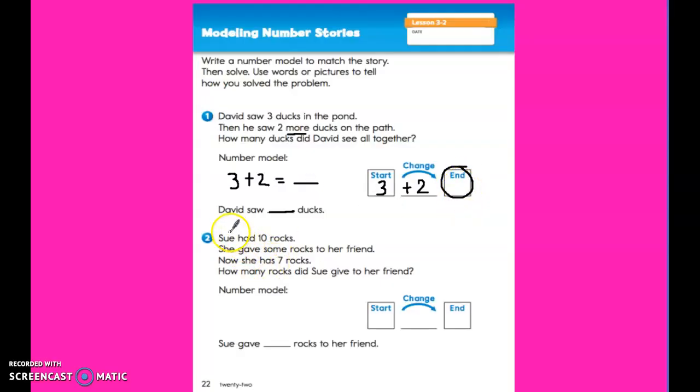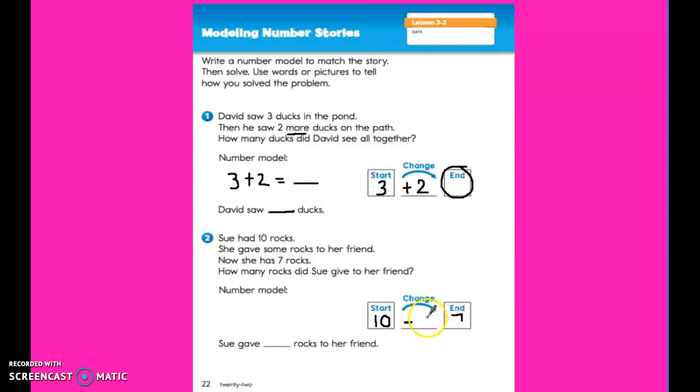Number 2, Sue had 10 rocks. She gave some rocks to her friend. Now she has 7 rocks. So we need to figure out how many rocks did Sue give to her friend. Well, we look at that again. She started with 10 rocks. She gave some rocks to her friend. So she gave. Now, if you're giving away, you end up with less, not more. So that's that takeaway. So now she has 7.